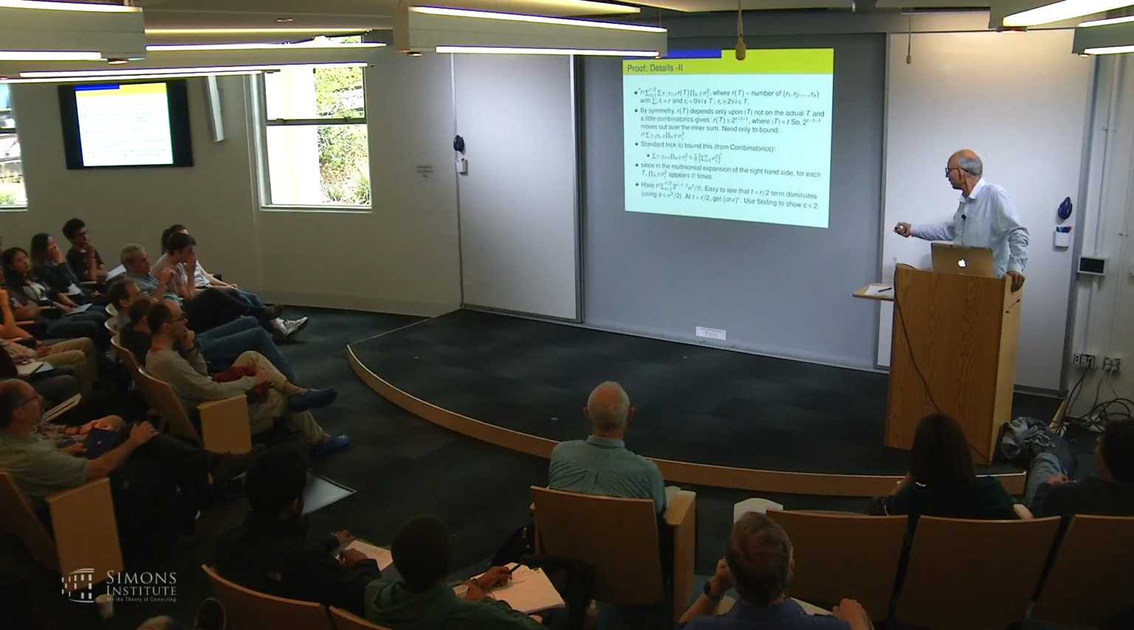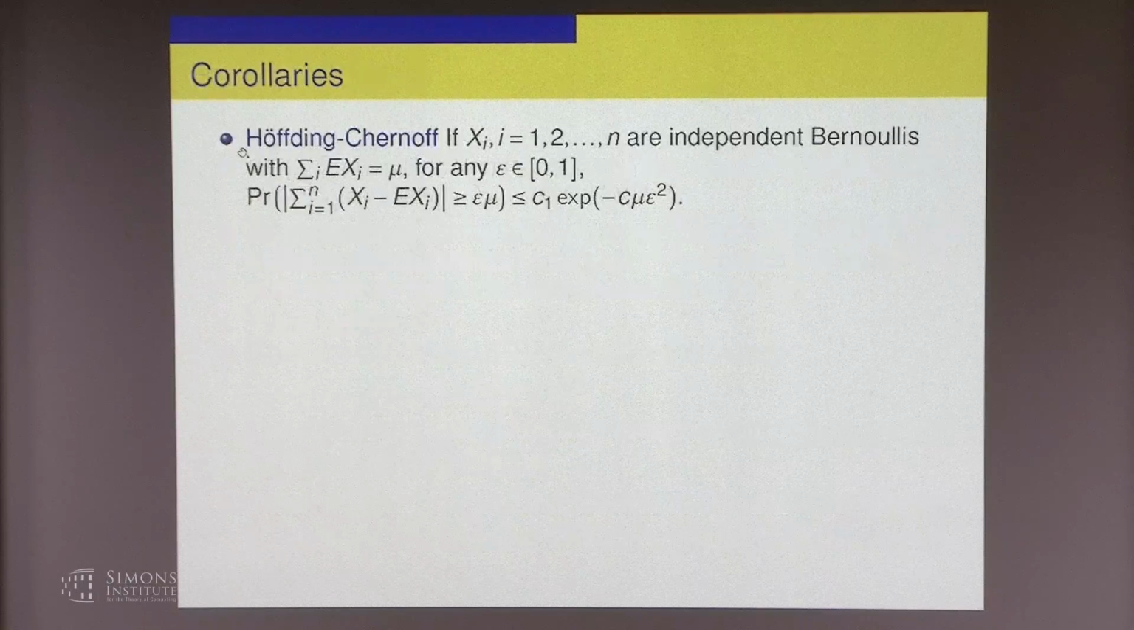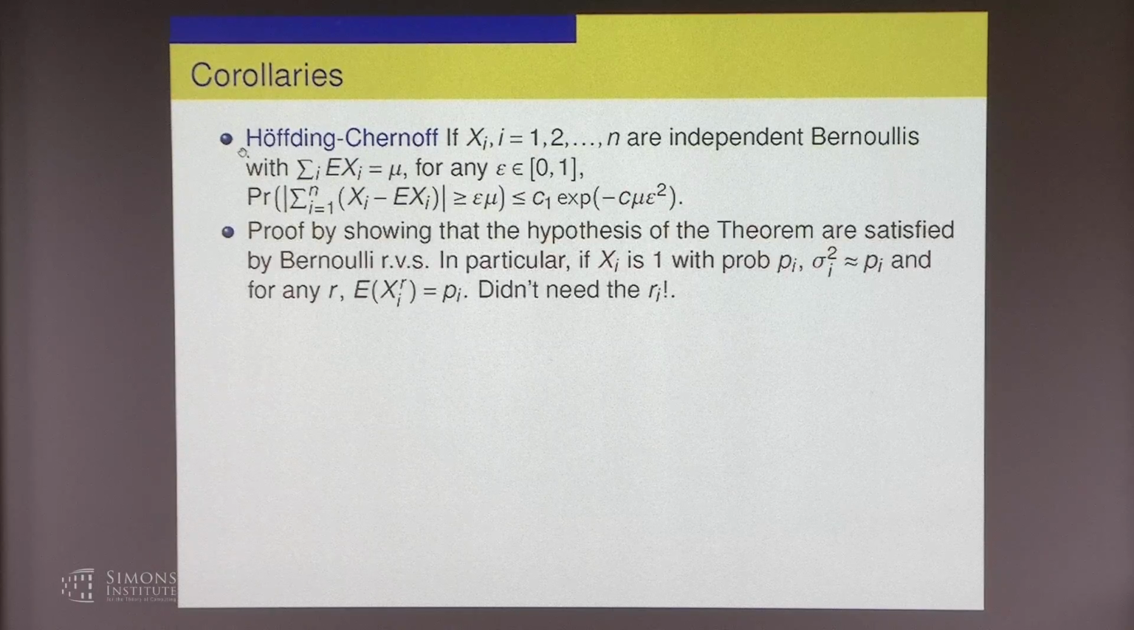And the little calculus says that the R over T term dominates, and therefore you get that, and then you use Stirling to get this. Okay. I don't have to remember everything, but please remember that we got Gaussian moments the same as a Gaussian. Hoeffding-Chernoff follows in this form. As somebody raised a question, for larger deviations, this is not the case, right? For epsilon between 0 and 1, Hoeffding-Chernoff has an epsilon squared there. That follows. Right? Why is that? That's proved by showing that the hypothesis is satisfied by Bernoulli random variables.